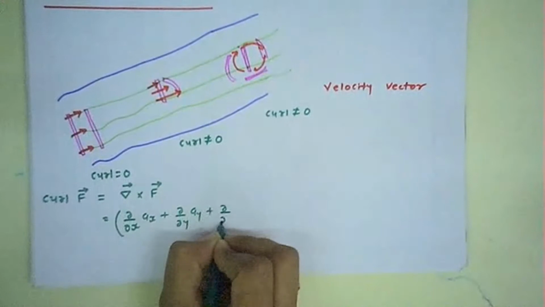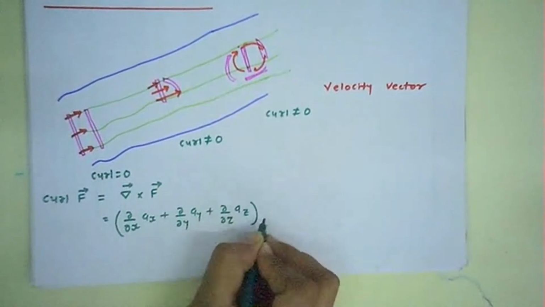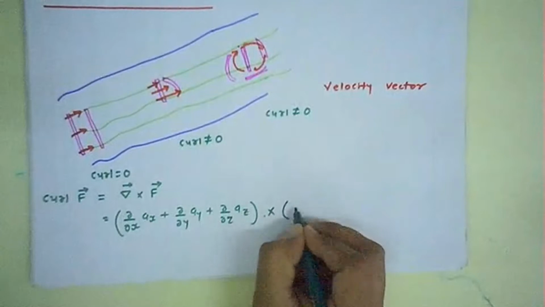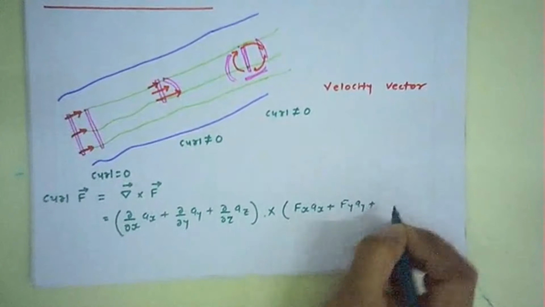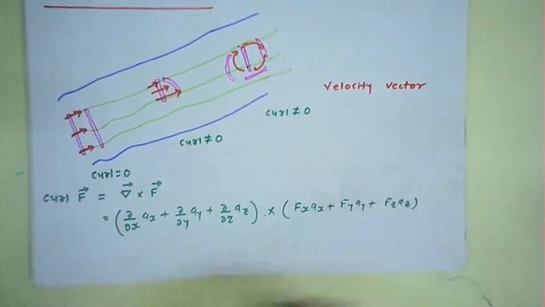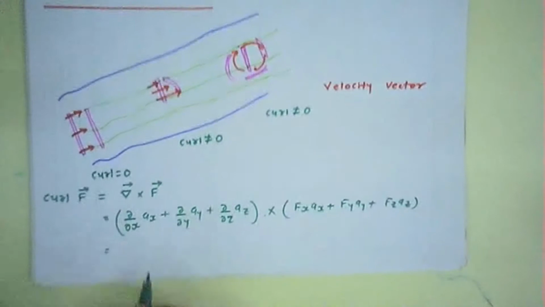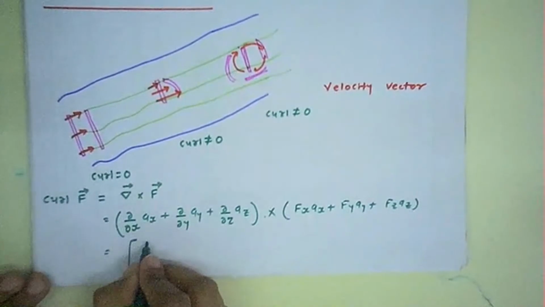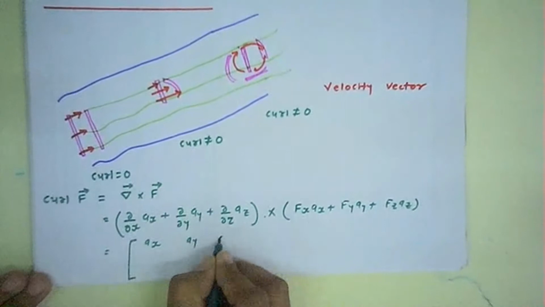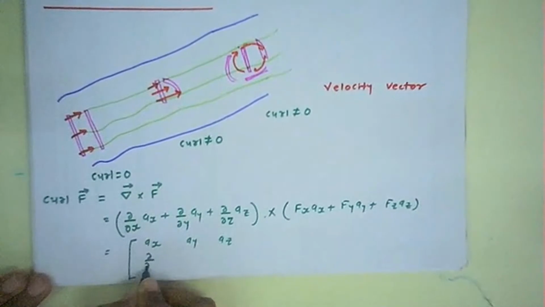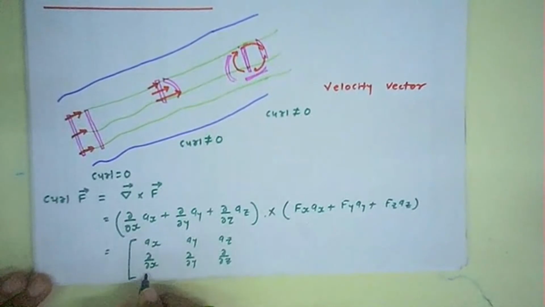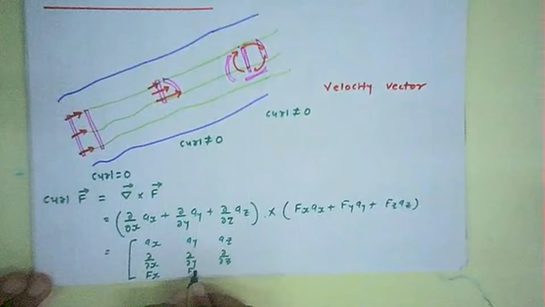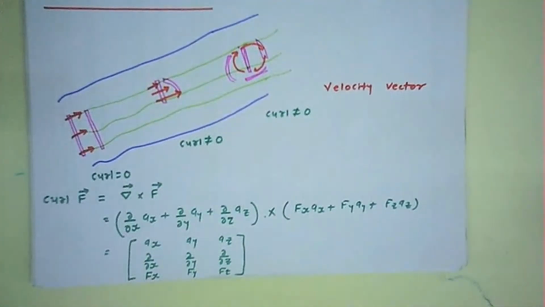in the Cartesian coordinate system, the representation of my del cross vector, this is Fx, Fy, and Fz. Further, if we simplify, then in a matrix representation we can write ax, ay, az, del by del x, del by del y, del by del z, and here Fx, Fy, and Fz. So this is simply the representation.